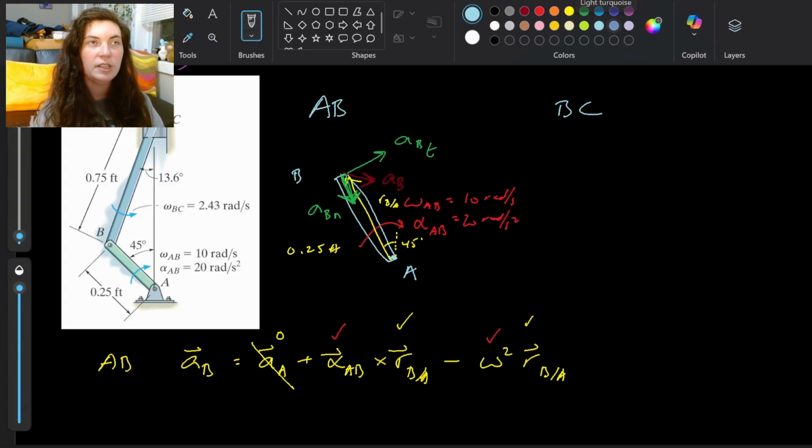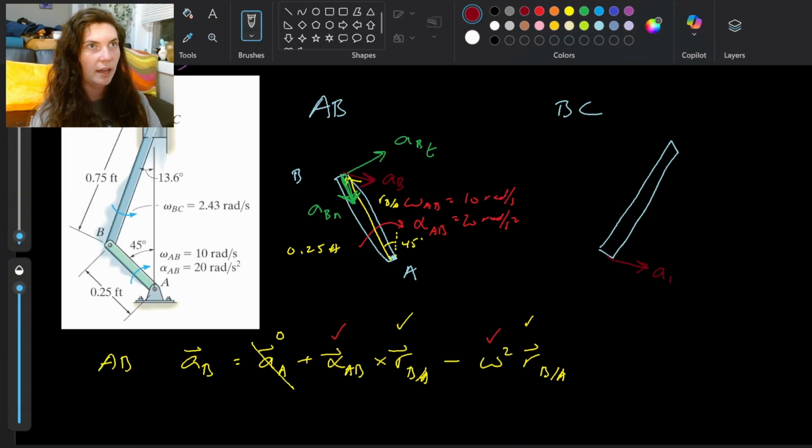You can either do the BC diagram now if you wanted to get a better sense of what it looks like. I think I might wait and go ahead and solve for AB. I guess, I mean, it really doesn't matter. We'll go ahead and do this diagram so you can see all the diagrams there. So in our diagram, again, you're going to have a_B in some direction. We don't know yet. We need to find a_B first.